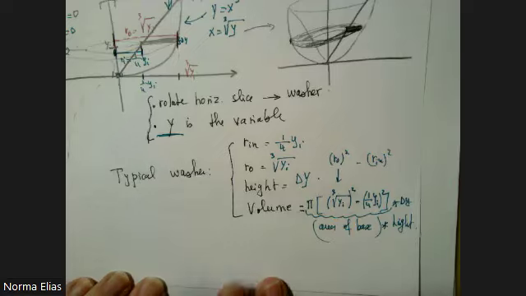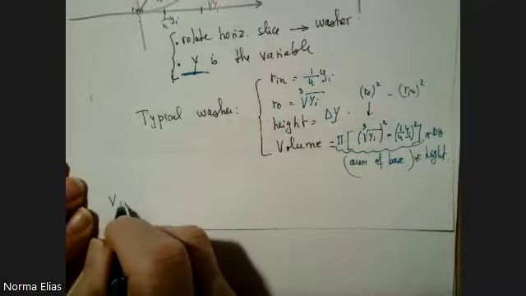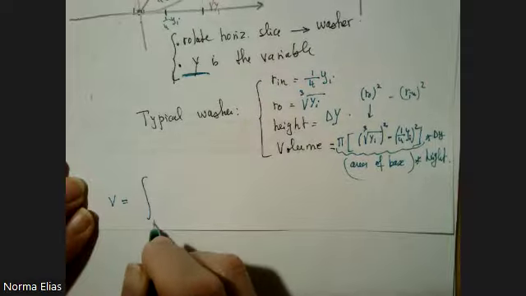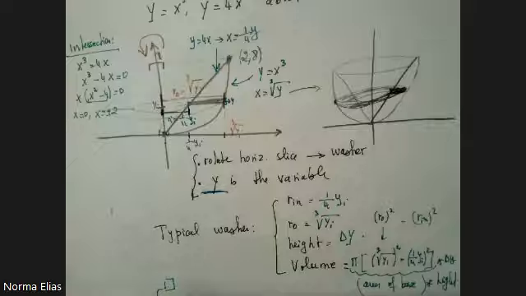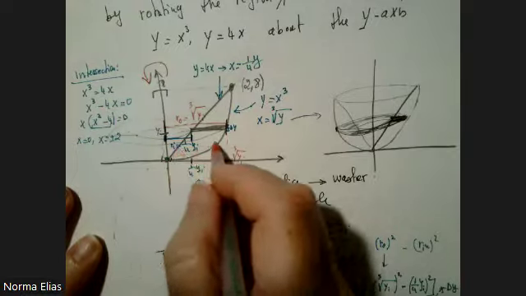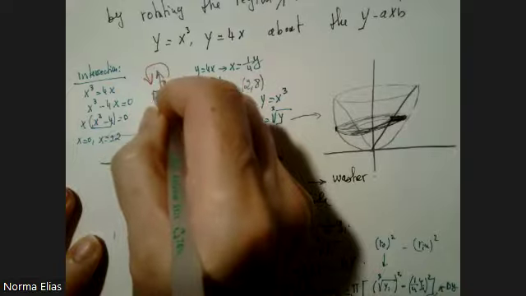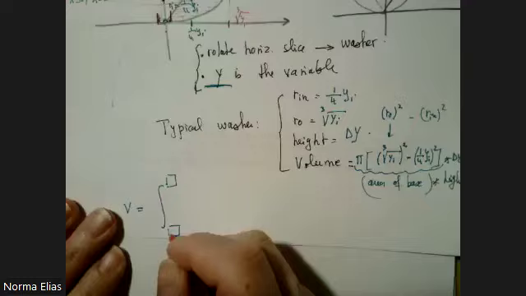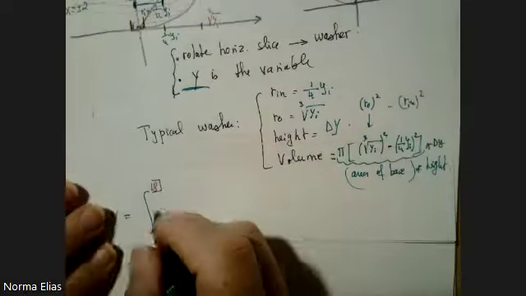Now I set up my integral. So what is the volume? It's the integral. What are the limits of integration? 0 to 8, absolutely correct. You ask yourself, which interval do I need to cut into pieces to cover this region with those horizontal rectangles? It's from 0 all the way to 8. So we are working with the y-axis. These are my limits.